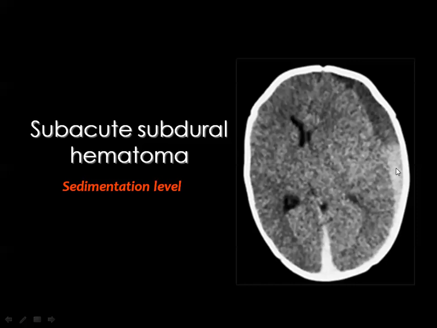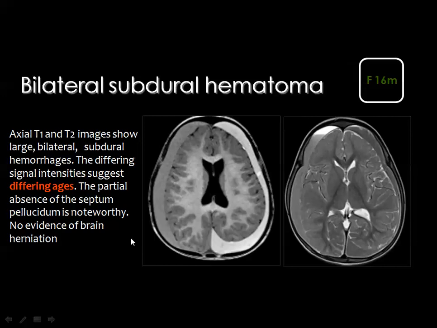This is a mixture of acute and chronic blood, so the diagnosis will be a subacute subdural hematoma, and you can appreciate the extent of this hematoma in the posterior interhemispheric fissure on the falx. Then by MRI, this is T1 and T2. You know that the subacute blood will appear bright in the T1 and in the T2 weighted images.